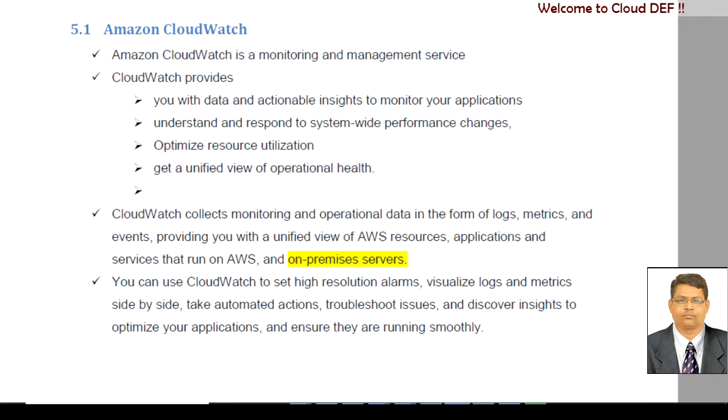CloudWatch collects monitoring and operational data in the form of logs, metrics, and events, providing you with a unified view of AWS resources, applications, and services that run on AWS and on-premises servers. You can use CloudWatch to set high-resolution alarms, visualize logs and metrics side by side, take automated actions, troubleshoot issues, and discover insights to optimize your applications and ensure they are running smoothly.